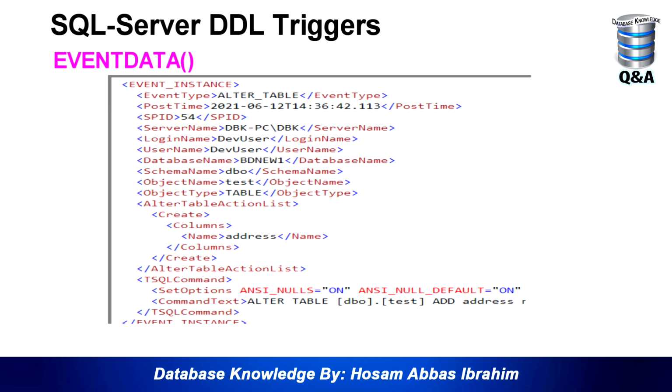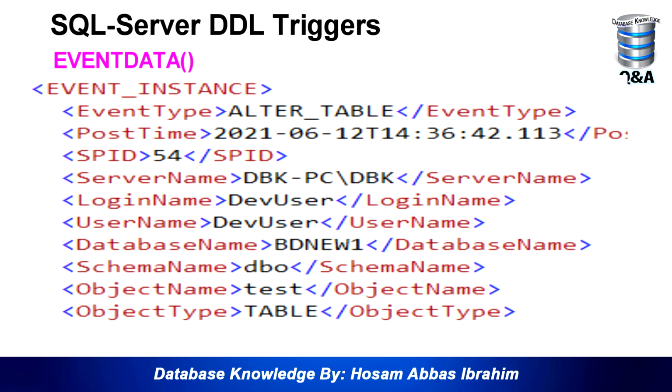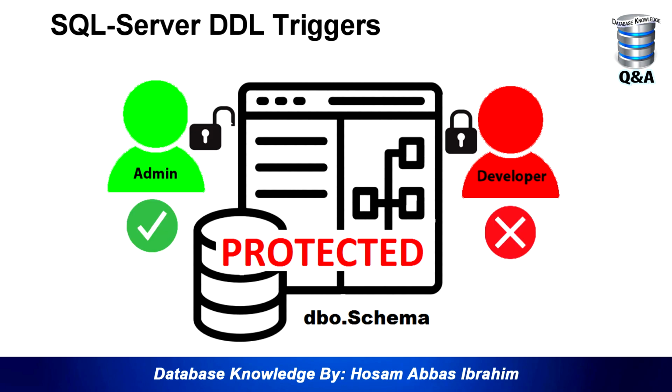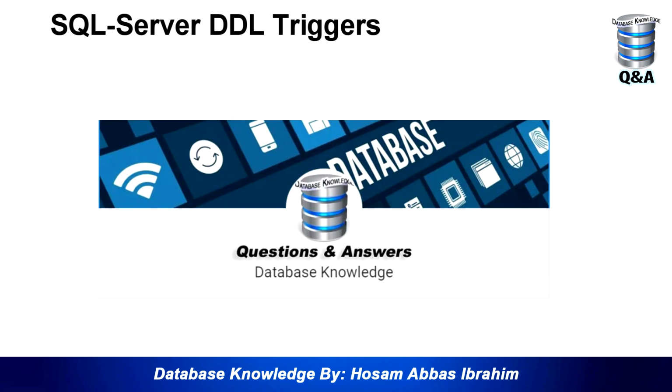With those variables that come out from the event data, in addition to the DDL commands, there is a big variety that can be used to write a proper DDL trigger to prevent unauthorized changes to the database schema and always keep it protected. In the video description there is a link where you can find all the DDL events, also the DDL commands, and all the scripts used in this video are included in the Google Drive.